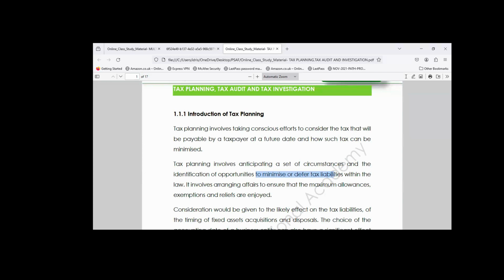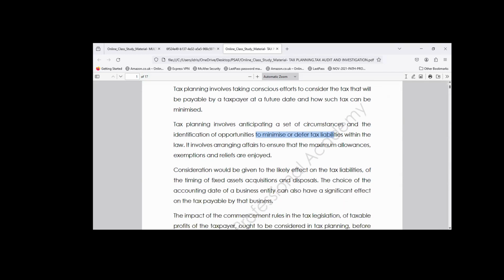Let me explain in general. Tax planning simply means a conscious effort made by a company or taxpayer in order to minimize its tax liability within the covers of the law. That is what tax planning means. Any effort made by the taxpayer to reduce their tax liability within the covers of the law is called tax planning.